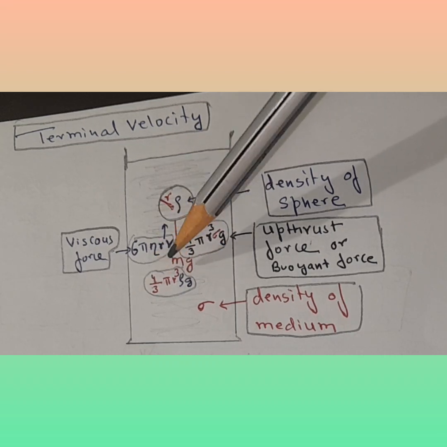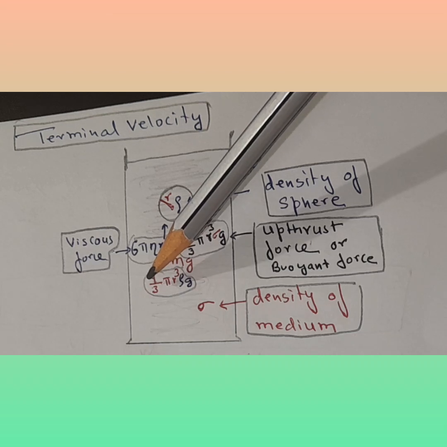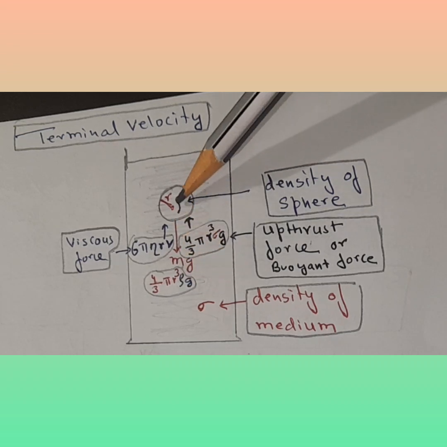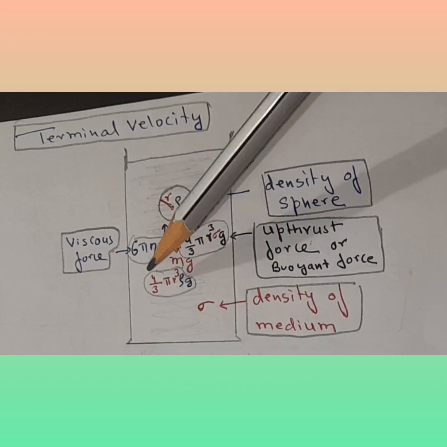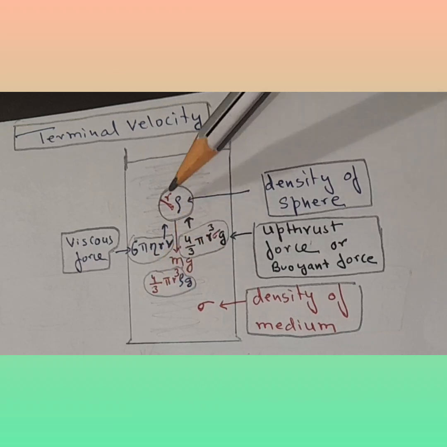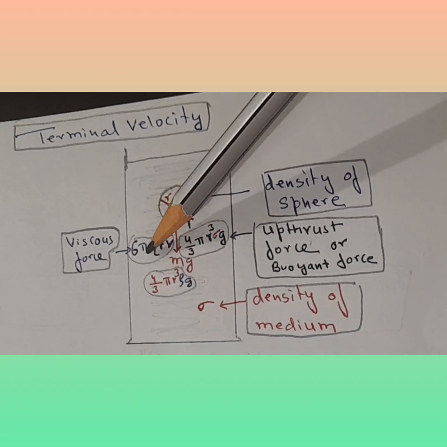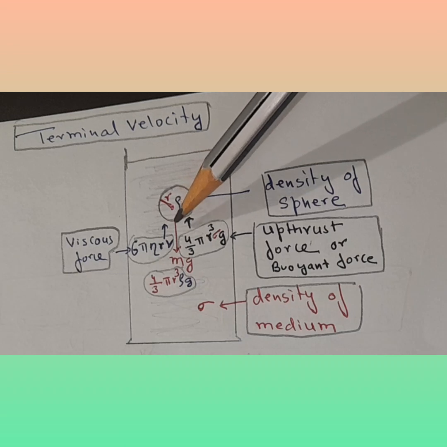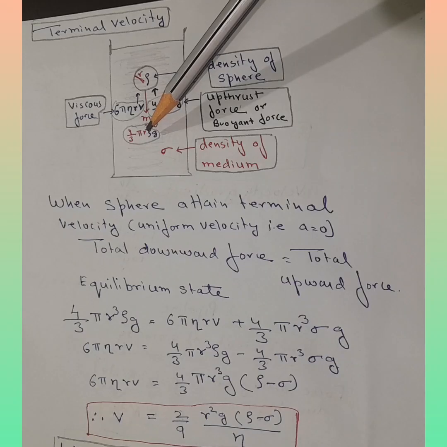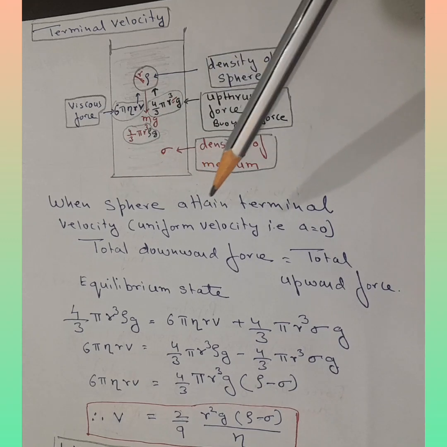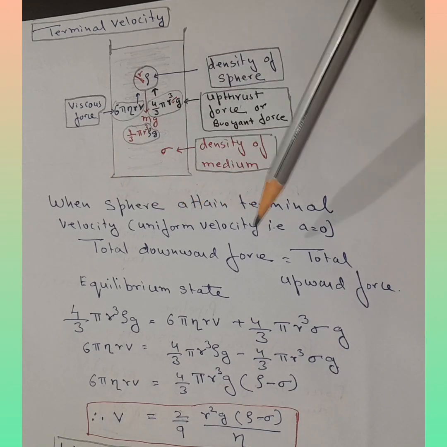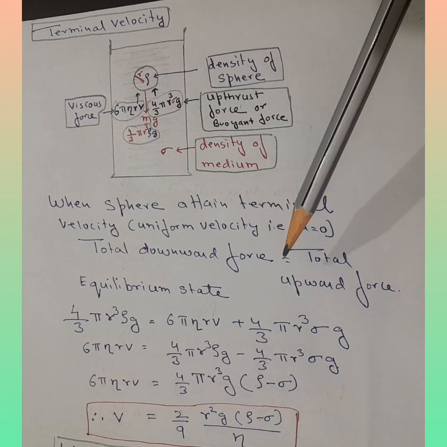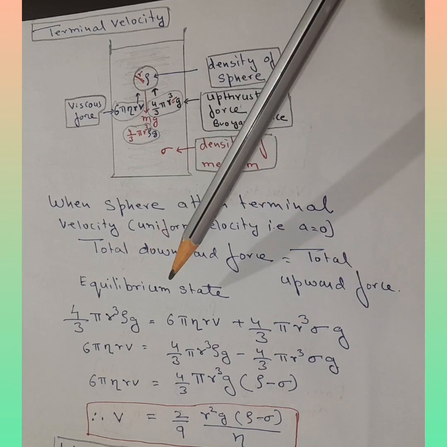We have seen in lots of videos how mass can be converted into rho times volume. Here rho is the density of the sphere, and the volume is 4 by 3 pi r cube, the formula for a sphere. So the viscous force and upthrust force are in equilibrium with the downward force, mg. That's what I have scribbled down over here. When the sphere attains terminal velocity, the acceleration is equal to zero, and the total downward force is equal to the total upward force. That is the equilibrium state.